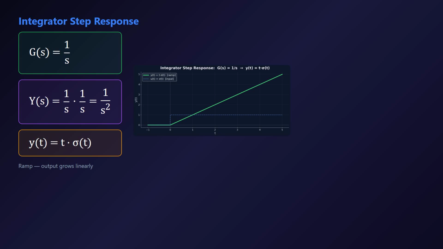The simplest example is the pure integrator with g of s equals 1 over s. The step response becomes y of s equals 1 over s squared. Taking the inverse Laplace transform, we get y of t equals t times sigma of t, which is a ramp. The integrator accumulates the constant input, so the output grows linearly with time.